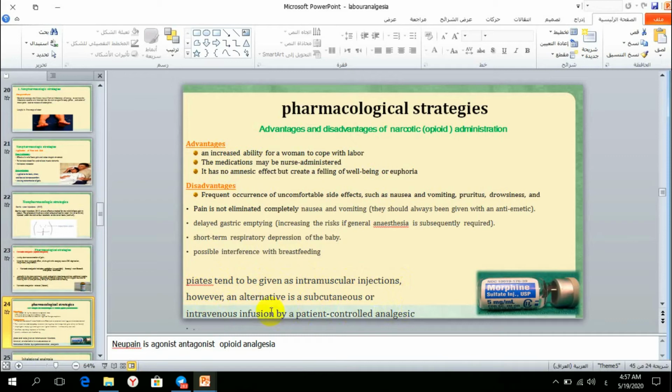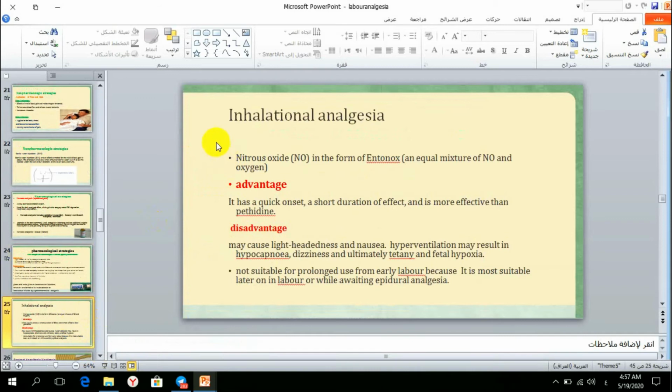عندنا بعد advantages and disadvantages of narcotic اللي هي opioid administration. Advantages: increased ability for a woman to cope with labor. The medications may be nurse administered، ممكن حتى الناس تنطيها. It has no amnestic effect but creates a feeling of well-being or euphoria.